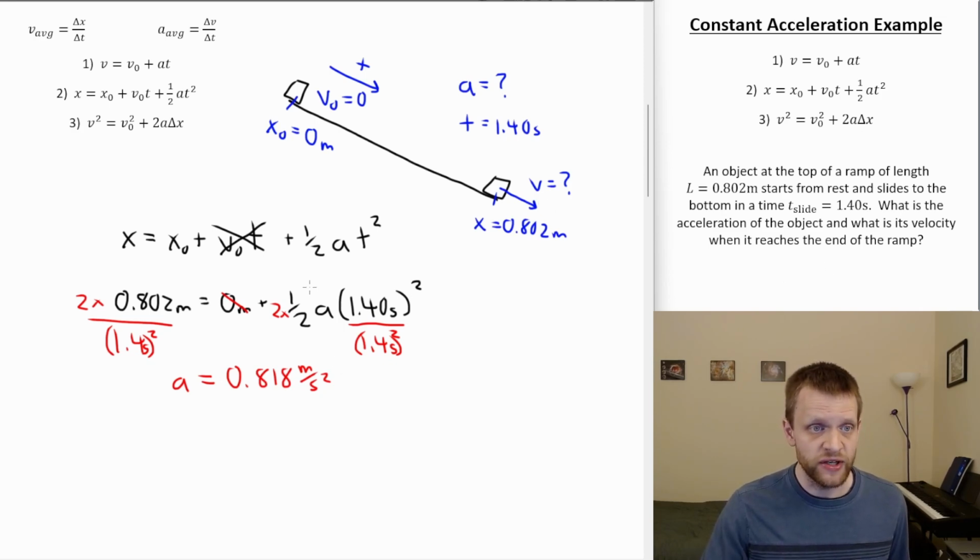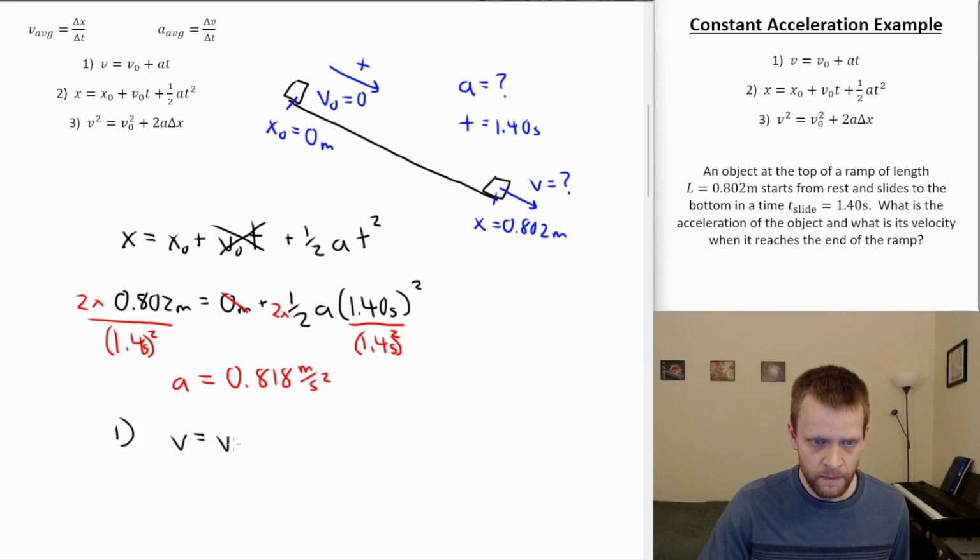Well, now that we know the acceleration, let's try using equation 1, saying I want to find the final velocity. I know the initial velocity is 0. I know the acceleration and time. So let's use equation 1.